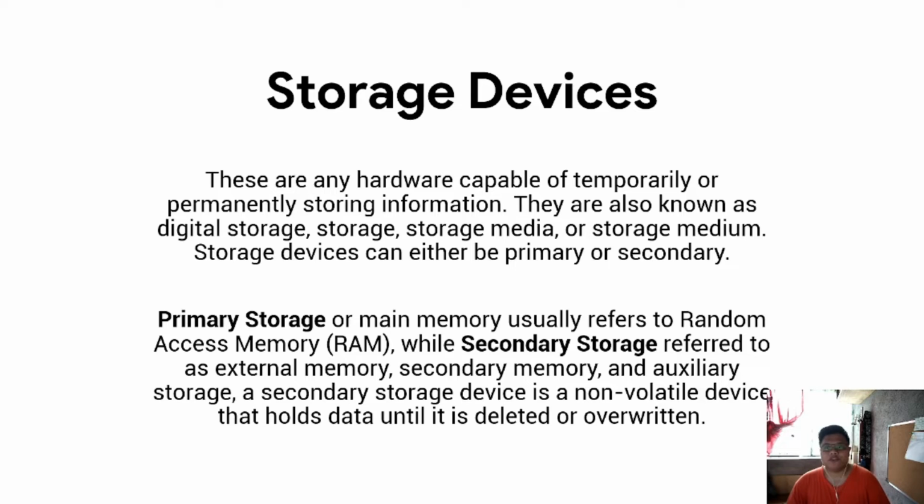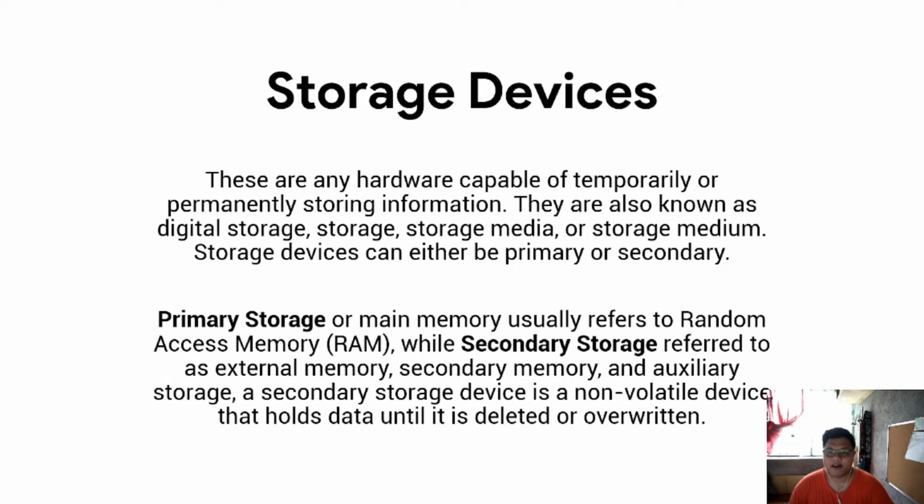Now, going back to the two main types of storage devices, which are primary and secondary, the first one is primary storage, or what we call the main memory. It usually refers to RAM, or the random access memory. So the RAM is the primary storage of a computer, while the secondary storage refers to any external memory, secondary memory, or auxiliary storage.